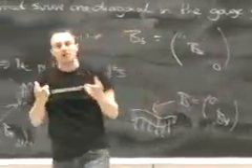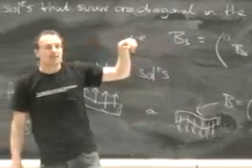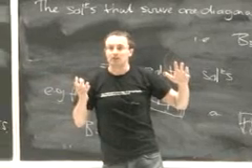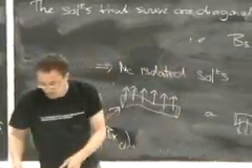So the question I want to ask is, what on earth is that kink? What does it correspond to in the 4-dimensional gauge theory? How do I think of this object? So let me tell you the answer.